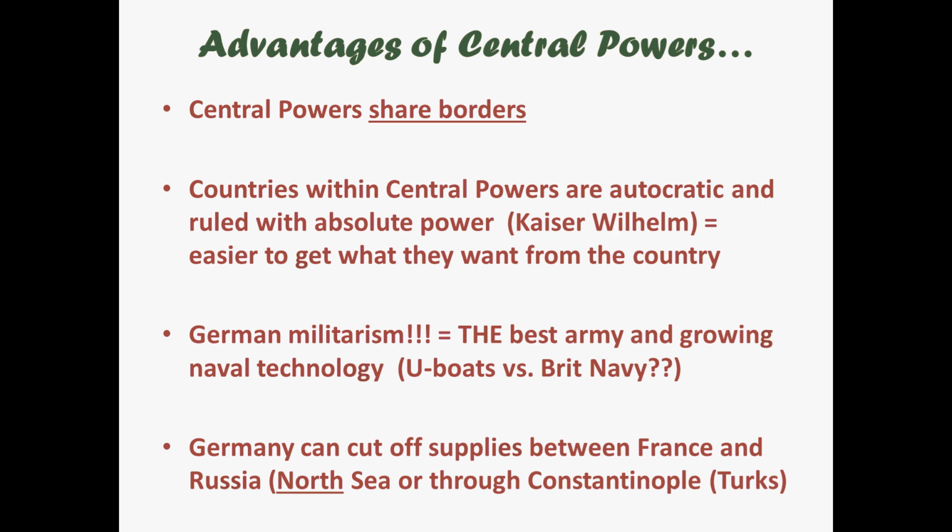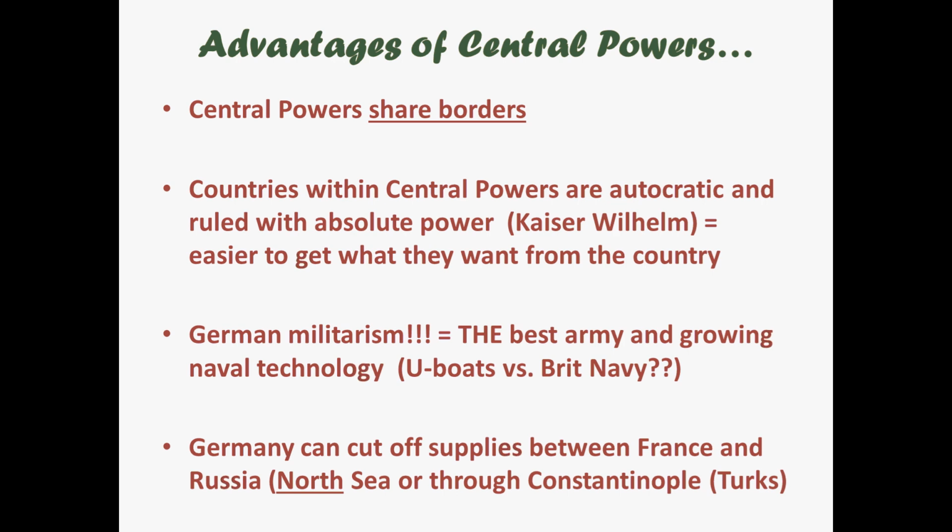Industrialization. In addition, they had a new naval technology which helped them to offset one of the major alliance strengths, which was the British Navy. The Germans had U-boats, what we call today submarines. And we'll talk in the next unit, 11.3, about how submarines changed war. And the Germans had them. And because they had them, they could cut off Russia from France and Britain.